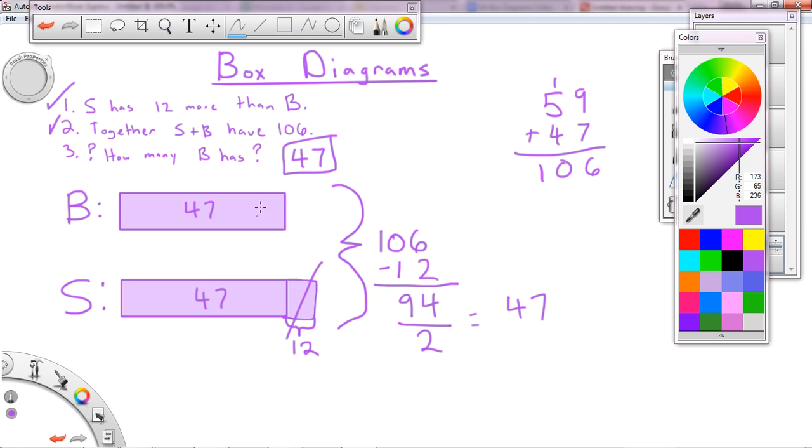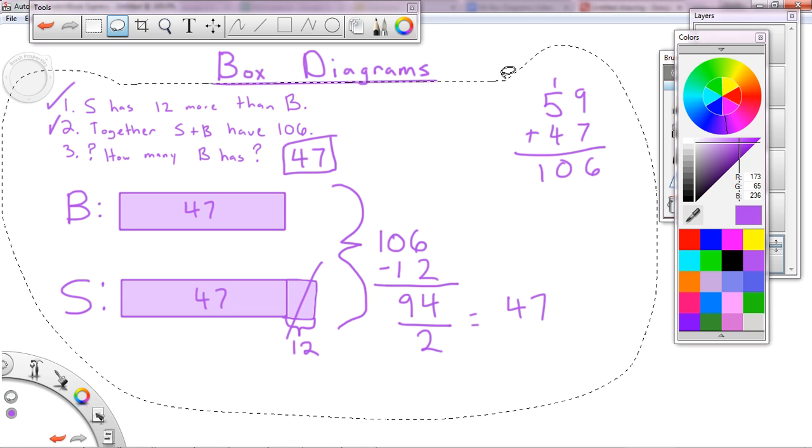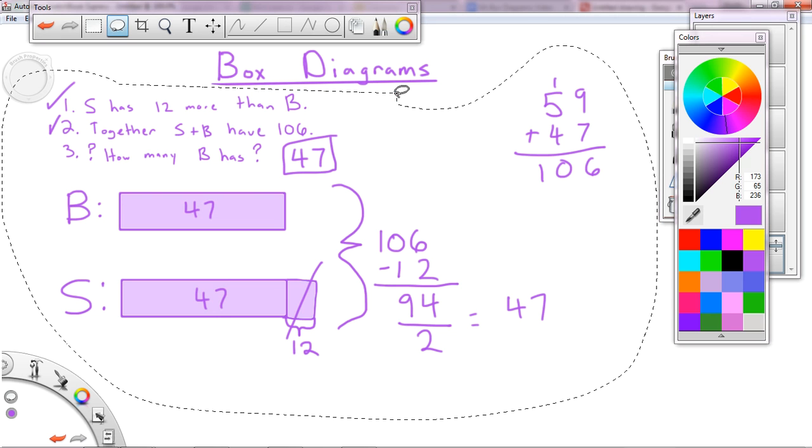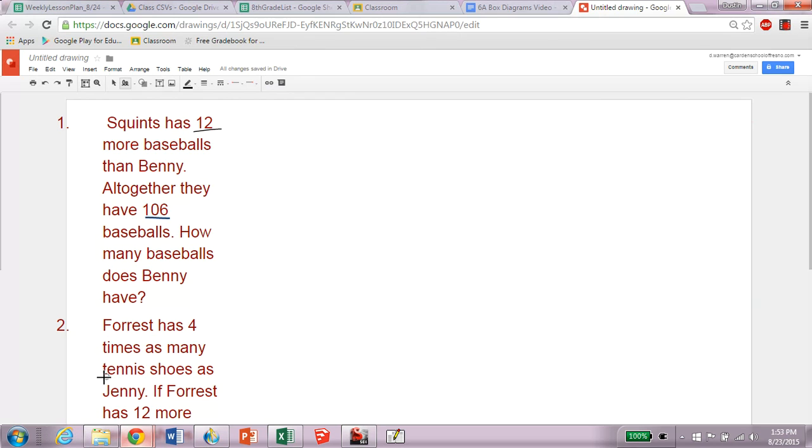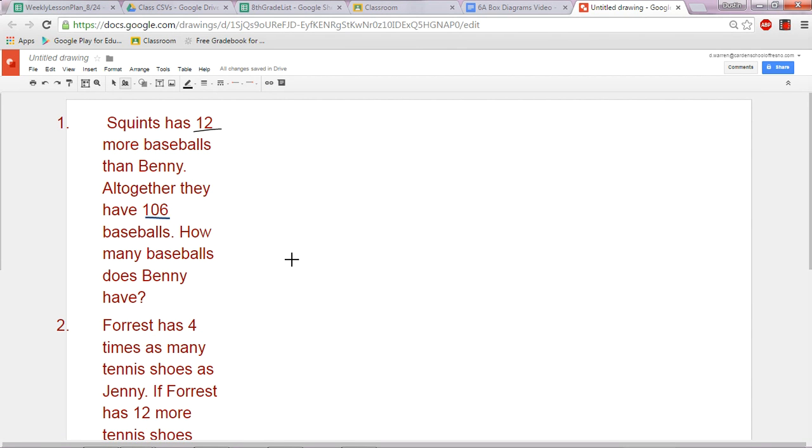There you go. Okay, let's get rid of all of this and do another problem. Let's try another one. This one's a little bit different.